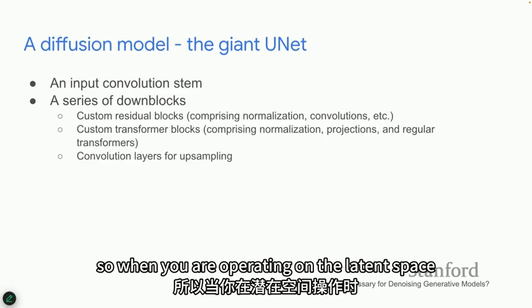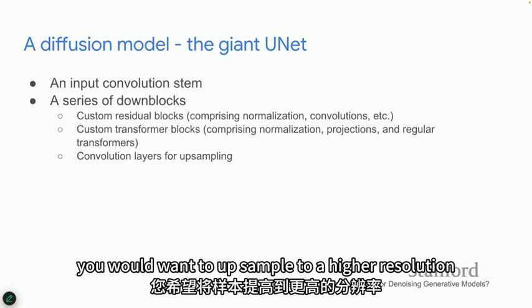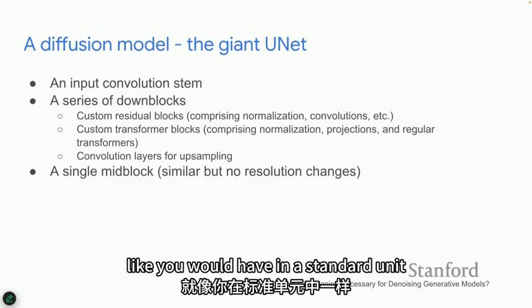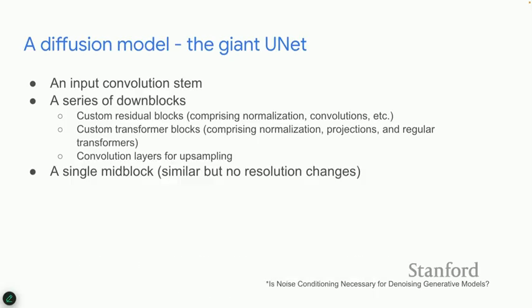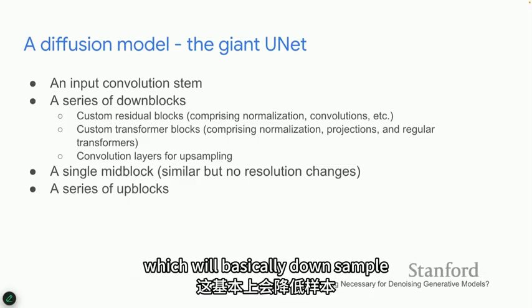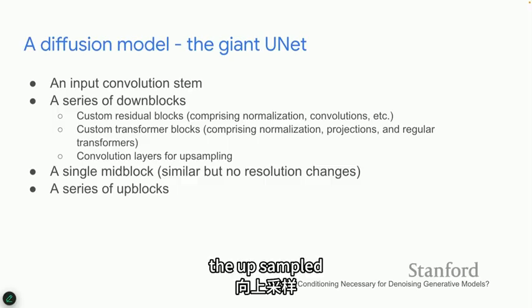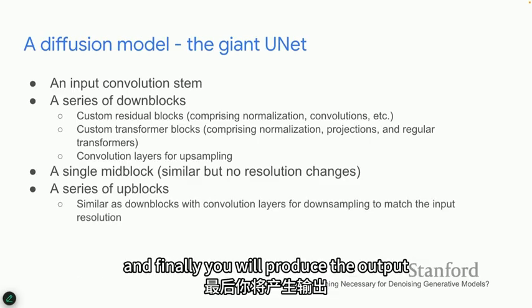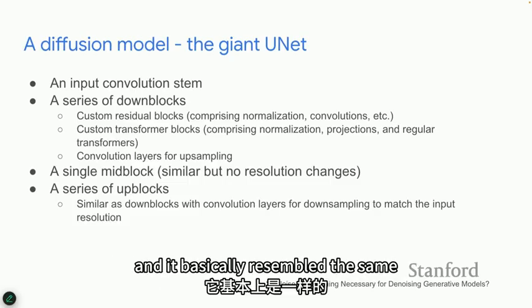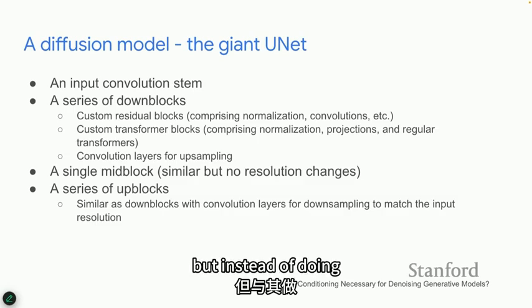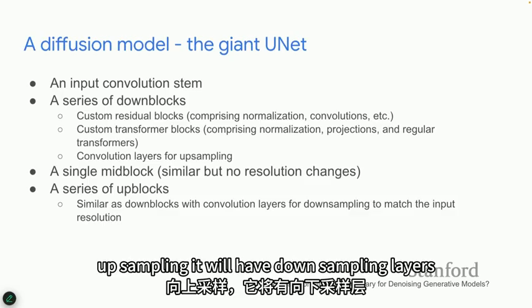when you are operating on the latent space, you would want to upsample to a higher resolution, and then you would have some middle block like you would have in a standard UNet architecture where you would not have any resolution changes. And then you would have a series of up blocks, which will basically downsample the upsampled outputs that you had in your down blocks. And finally, you will produce the output that will have the same shape as your input. And it basically resembles the same kind of blocks that you would have in your down block counterpart, but instead of doing upsampling, it will have downsampling layers.